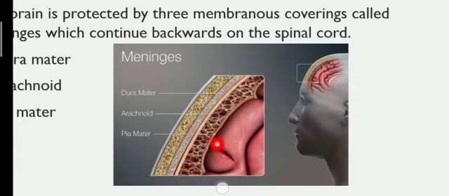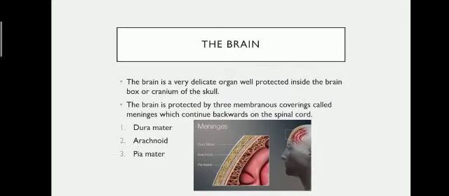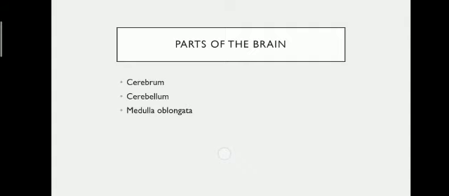Now, the space between the membranes is filled with watery fluid, and that fluid is named cerebrospinal fluid. So these were the three membranes of meninges. Now let us go through the parts of the brain. First is cerebrum, second cerebellum, and third medulla oblongata.